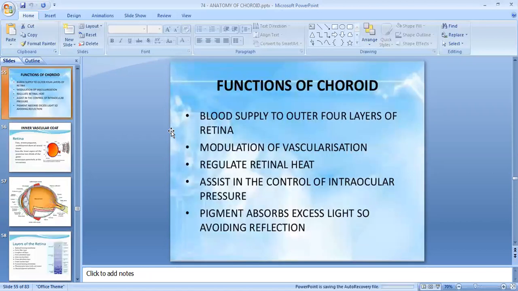Then last point is the functions of choroid. The blood supply to the outer 4 layers of retina and modulation of vascularization, regulate retinal heat, assist in the control of intraocular pressure, pigment absorbs the excess light, so avoid reflection.